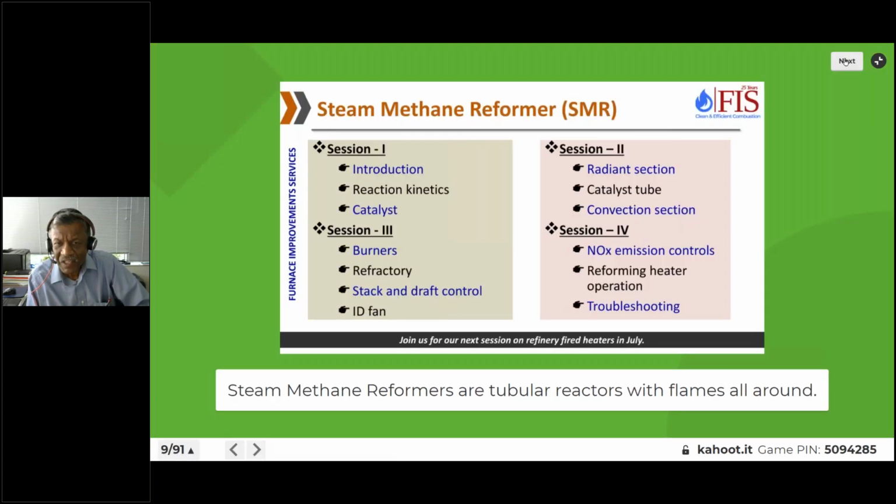So our initial plan was to have 4 sessions, and we will still have 4 sessions. What we did was we broke it into 4 parts. In the first session, we will talk about introduction, reaction kinetics, reformer catalyst. In the second one, we were going to talk about radiant section, catalyst tubes, convection section. Third one, we are planning to cover burners, refractory, stack, etc. The last session, we will cover NOx emissions, reforming heater operations, and troubleshooting. So this was basically our plan, but let's see what we have for you.